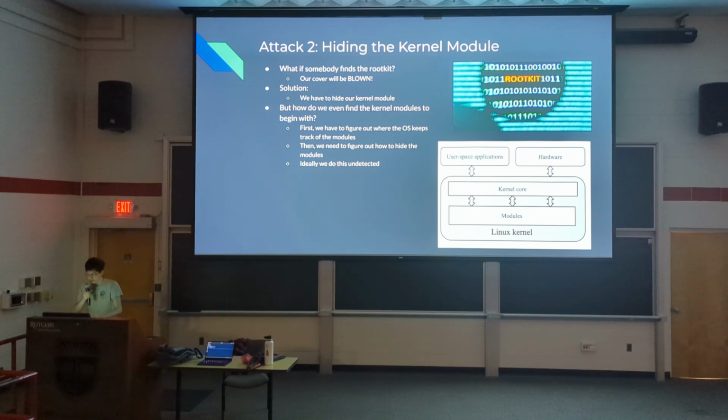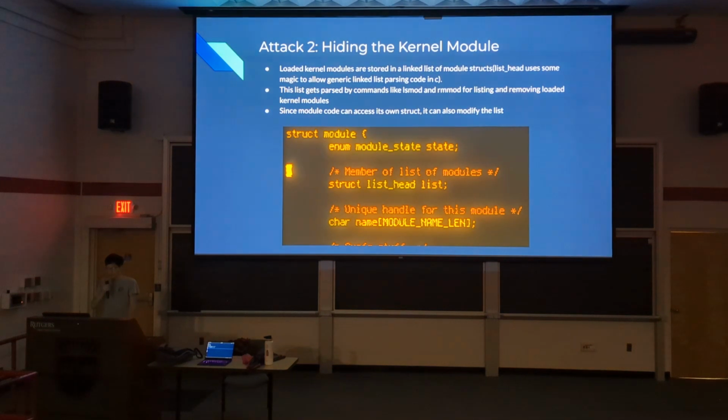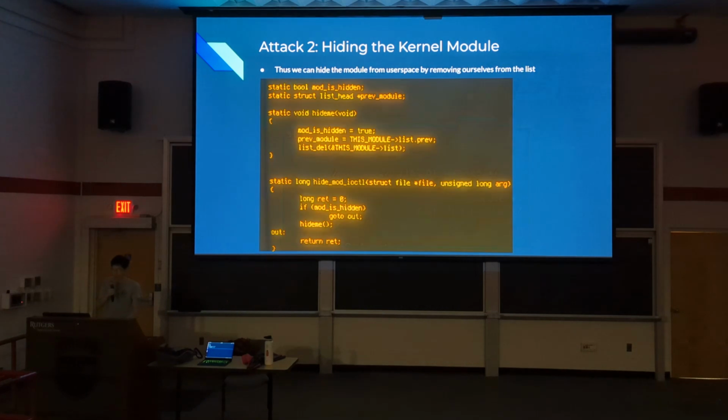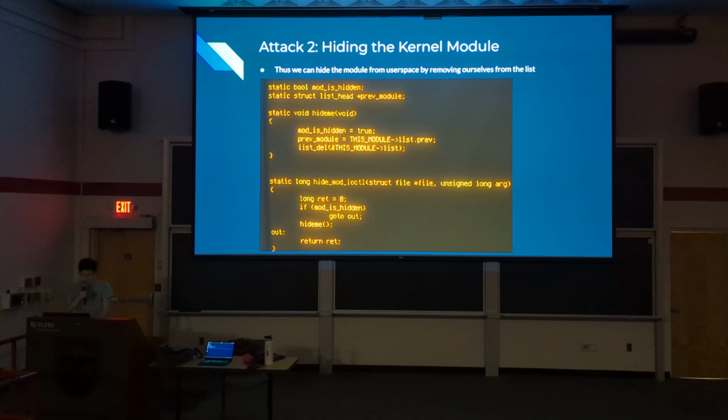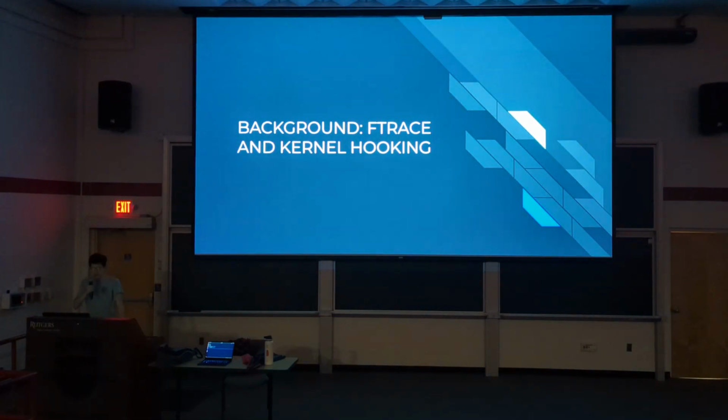So this is what the pictures here kind of allude to. The way the OS keeps track of kernel modules is it has this module struct with the various parameters, and it's actually just stored in a linked list. All we have to do is find our particular module that we want to hide and remove it from the linked list. So we have this hiding function here, and that allows us to just give it a node and remove that node from the list, and that's how we accomplish hiding our kernel module.